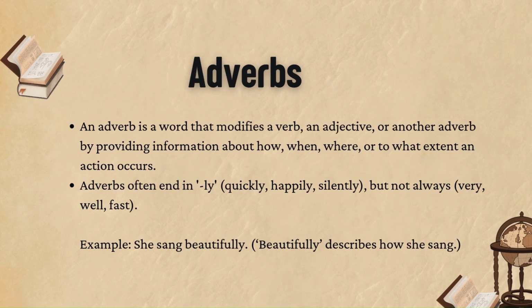Fifth part is adverbs. An adverb is a word that modifies a verb, an adjective, or another adverb by providing information about how, when, where, or to what extent an action occurs. Adverbs often end in ly: quickly, happily, silently, but not always: very, well, fast. Example, she sang beautifully. Beautifully describes how she sang.